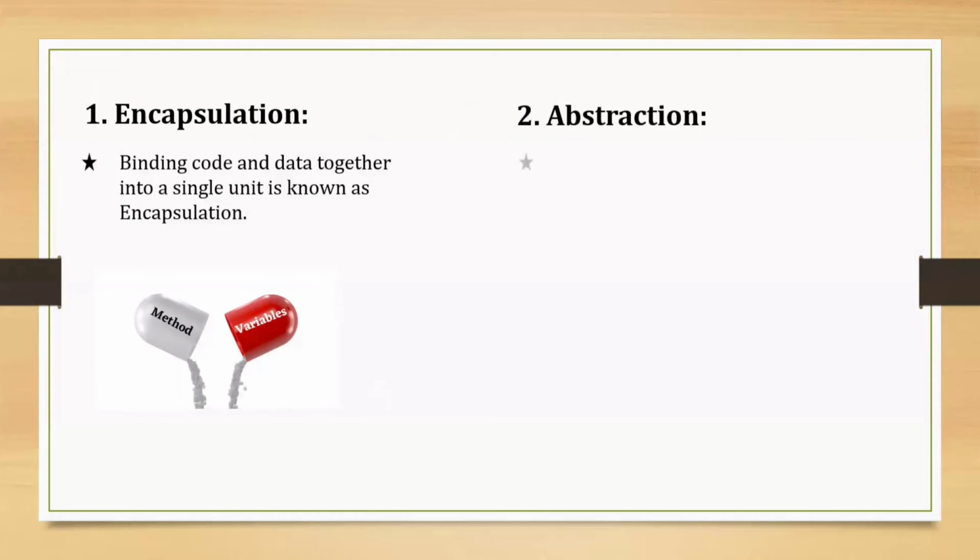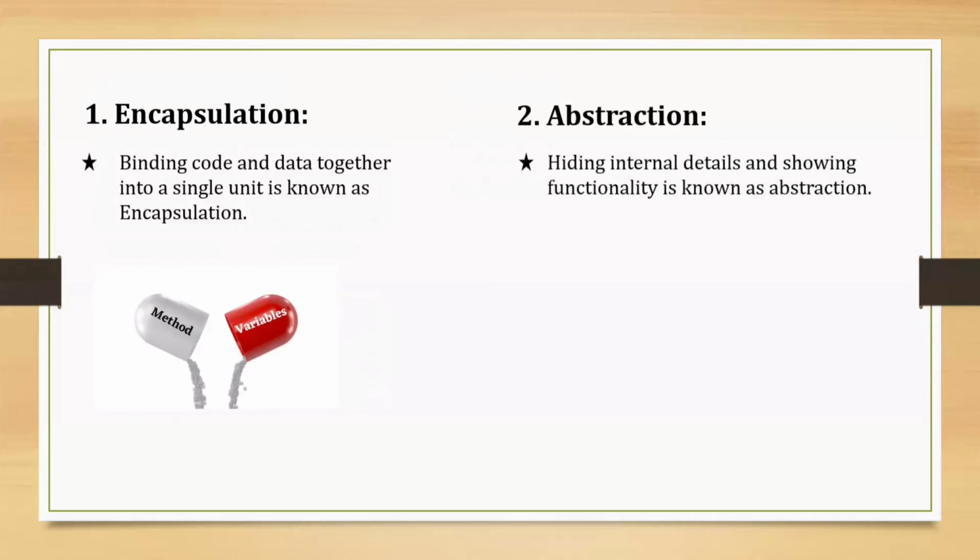Next one, abstraction. Hiding internal details and showing functionality is known as abstraction. Let's deal with a real-time example. Assume ATM machine as an example. We'll be using an ATM machine for cash withdrawal, money transfer, checking balance, etc.